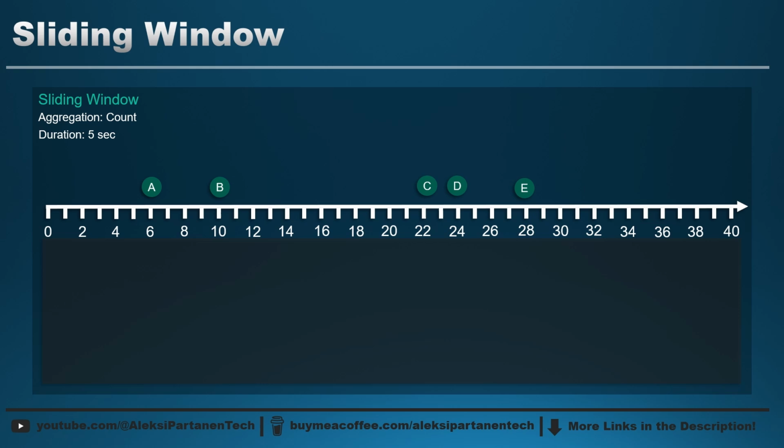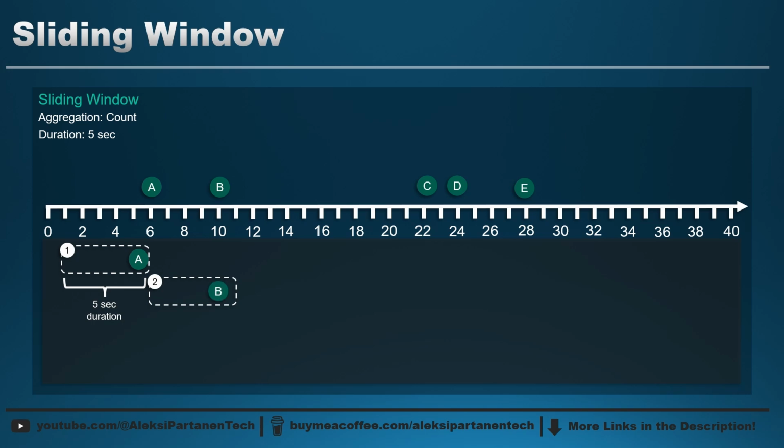It finds the first event at the 6-second mark, which will then trigger a window that will look back 5 seconds. And this time only event A will belong to this window since there are no events before it. However, right after event A, a new window is triggered that looks forward 5 seconds, and this will find event B at the 10-second mark.